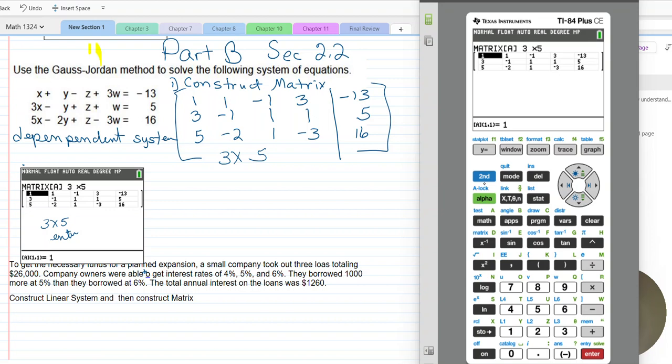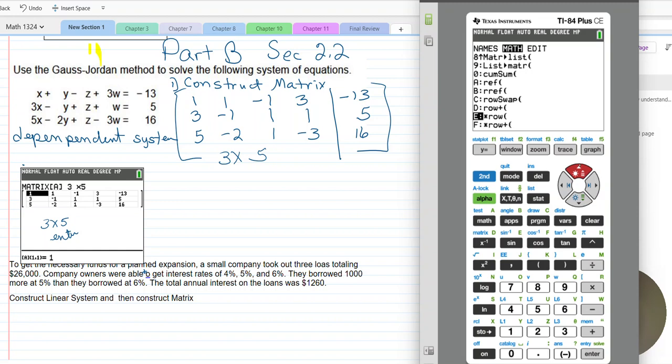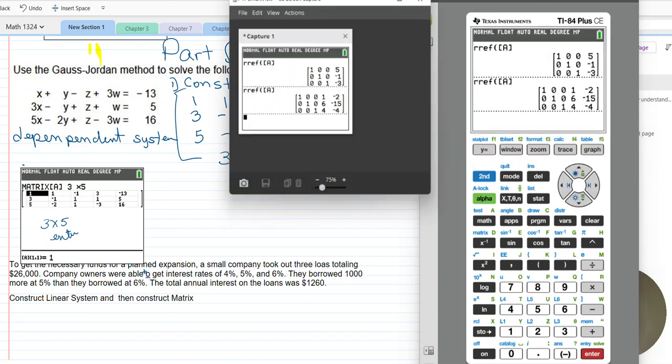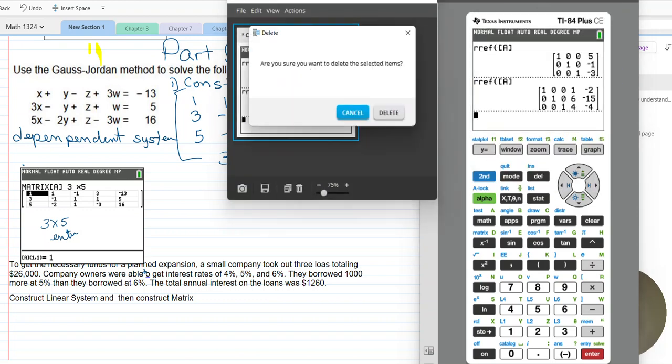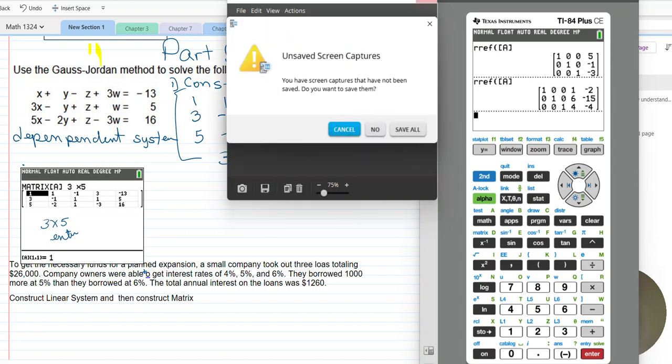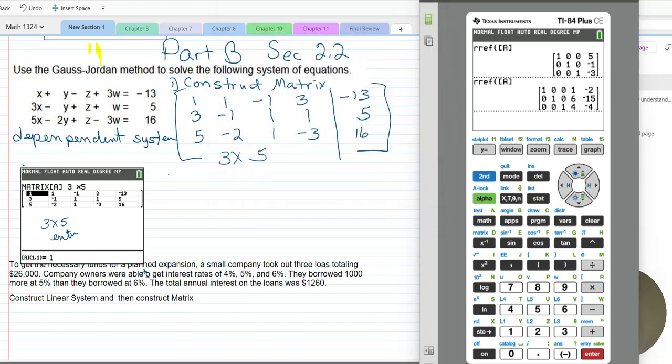So now I'm going to do second quit and be on the home screen. I'm going to do second matrix, math, and go up arrow till I see the RREF, reduced row echelon form. And I'm going to name it second matrix enter A. Make sure it's that, and I'm going to enter. All right. So I'm going to capture this screen. We know it's dependent. Oops. Cancel. I want to copy and then delete it.